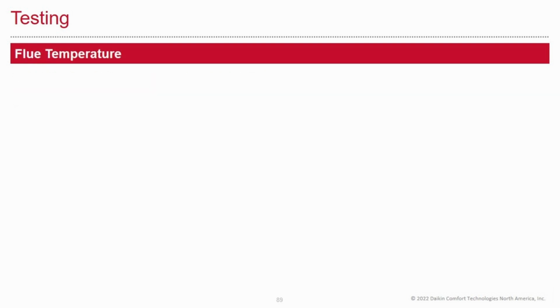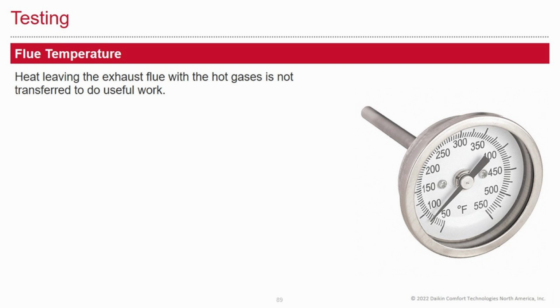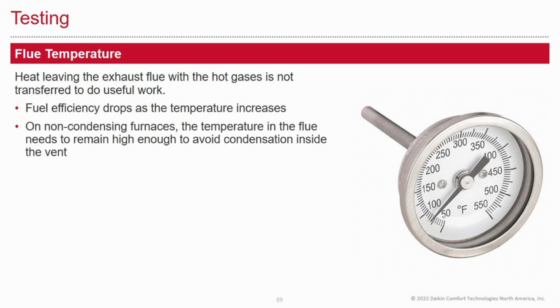Flue temperature. Heat leaving the exhaust flue with hot gases is not transferred to do any useful work. Fuel efficiency drops as the flue temperature increases. On non-condensing furnaces, the temperature in the flue needs to remain high enough to avoid condensation inside the vent.